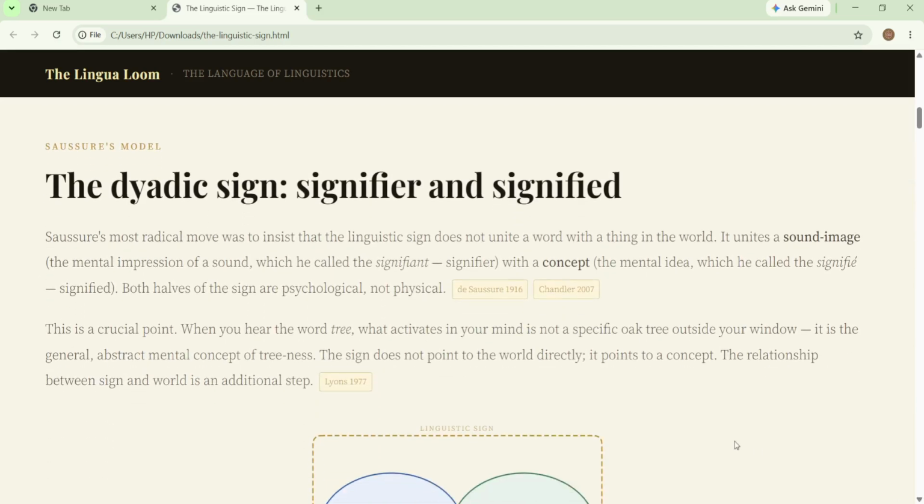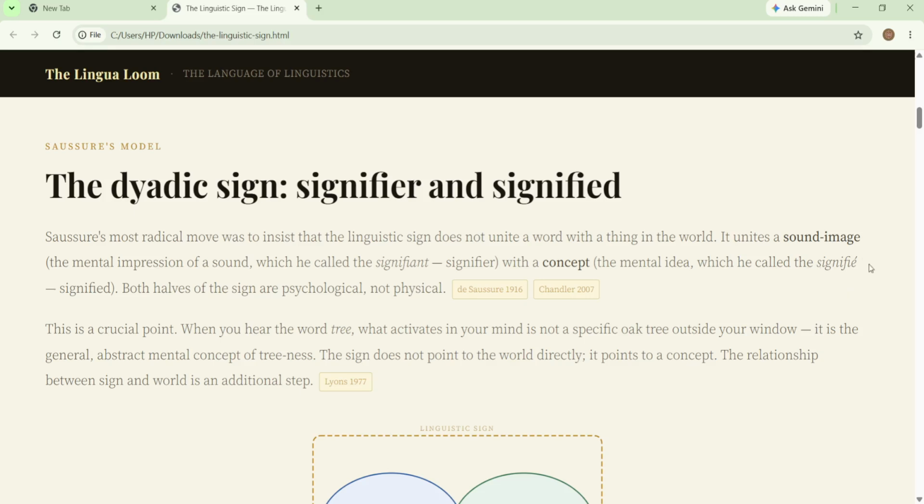Saussure's model, we're going to study that, the dyadic model. The dyadic sign consists of signifier and signified. Saussure's most radical move was to insist that a linguistic sign does not unite a word with a thing. It unites a sound image, the mental impression of the sound, which he calls the signifiant, the signifier, with the concept, the mental idea, which he calls the signifié.